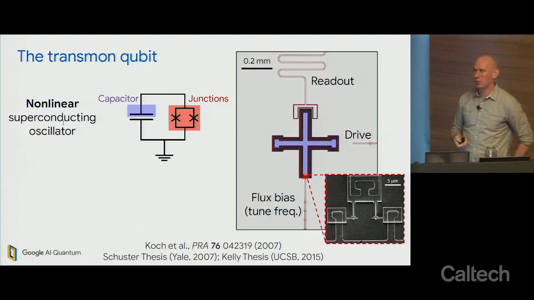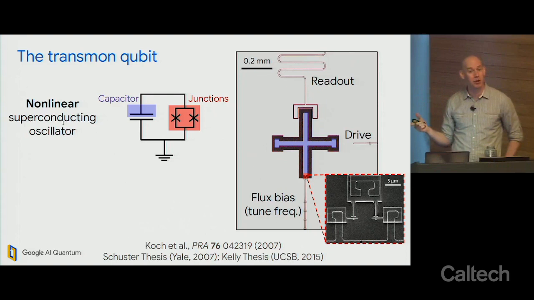The essence of the transmon is that it is a nonlinear superconducting oscillator. And you may be familiar with a capacitor in parallel with an inductor to make an oscillator. Well, here we simply replace the inductor with our nonlinear inductor that is made of one or two Josephson junctions. In this case, there are two. That's a bit of a detail, because if we change the magnetic flux that is threading that loop, we can change the frequency of the oscillator, which is a very nice feature that we use, but not every group does that.